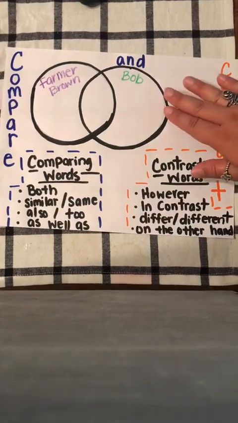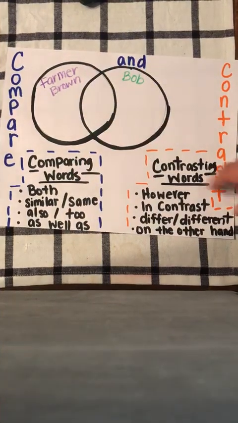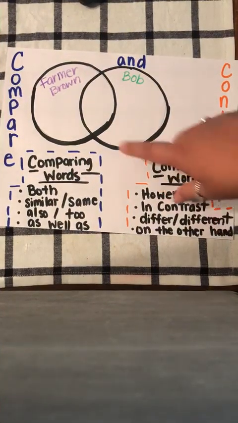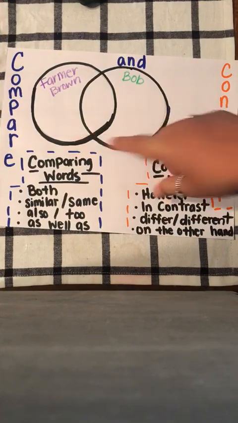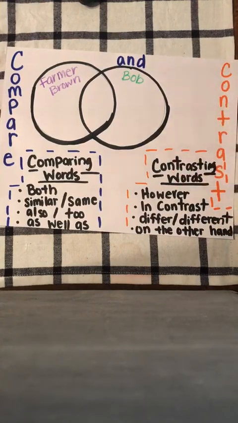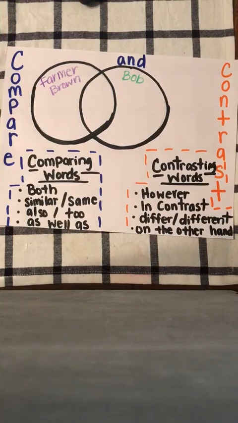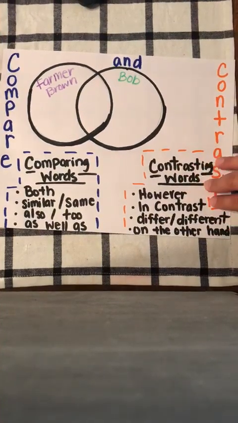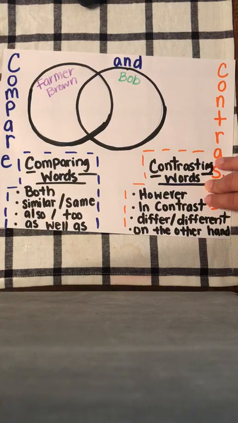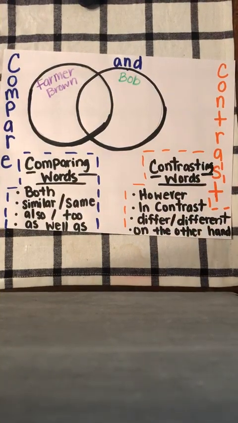Now, when we contrast them, which means when we say what they have that are different, you could say, however, Farmer Brown has a duck, however, Bob does not. Now, these are just examples. They're not something that's true. What you would do is you would listen to the story and you would make your own contrasting ideas, okay? You could say in contrast. You also can say what do they have that differ or that are different. You can also say on the other hand, okay?